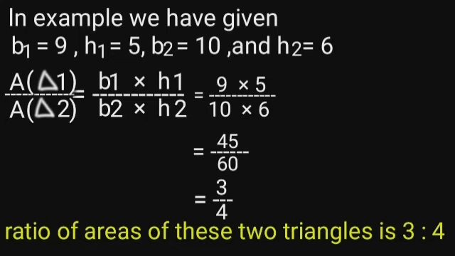5 upon 10 into 6, that is 45 upon 60. If we divide it by 15, then the value is 3 by 4. The ratio of the areas of these two triangles is 3:4.